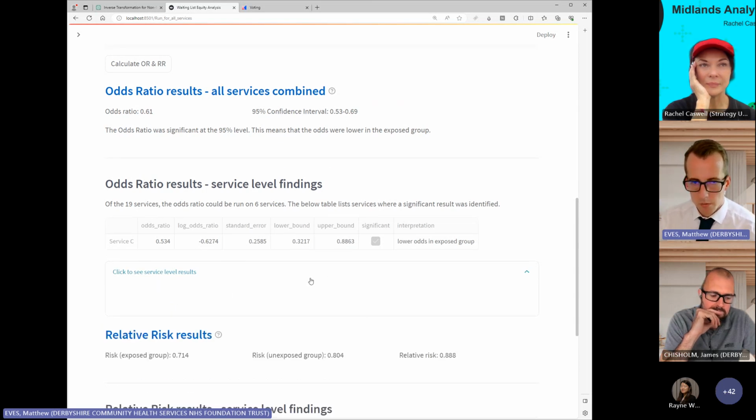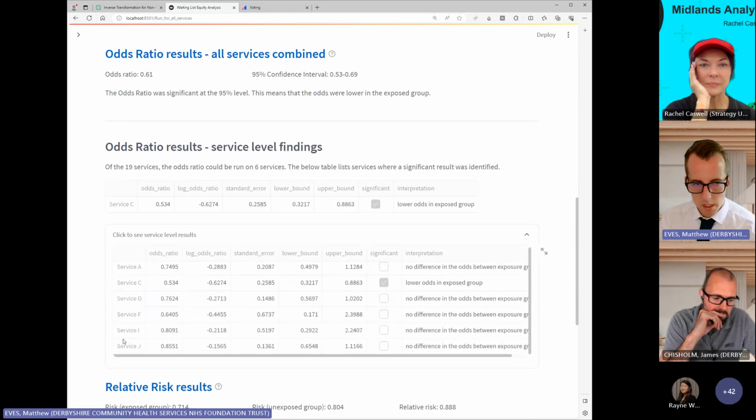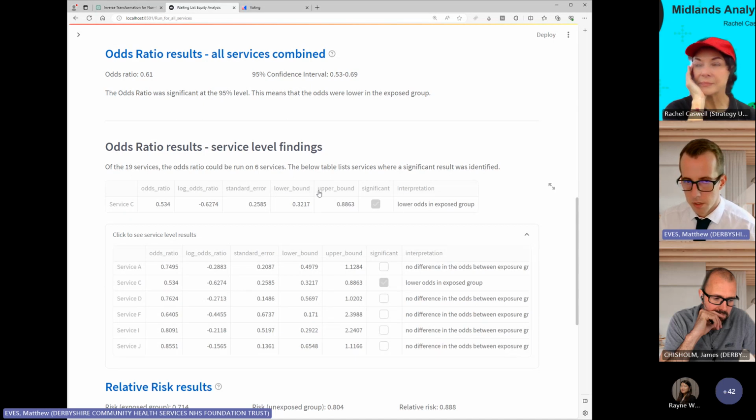But if you drop down here, what you see is all 6 services that this was run for, their respective results, the interpretation for all, and again that one's just repeated there, service C, for that significant finding. So basically this subset up here pulls out any significant findings, and this is all the findings.